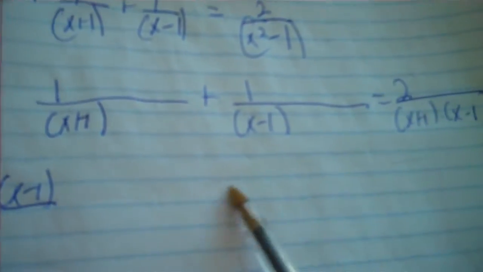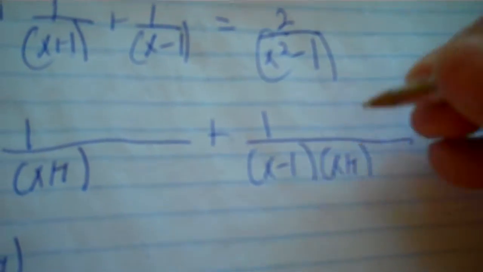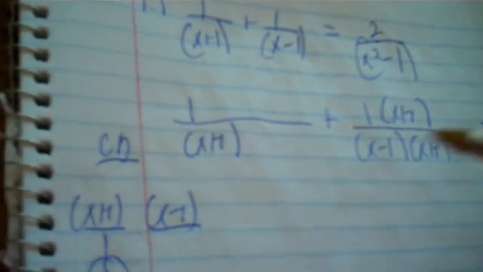So x plus 1 and x minus 1 are my two factors. I don't have any outsides to worry about down there. So x plus 1, we got 1, 0, 1. Okay, so x plus 1, x plus 1. X minus 1, 0, 1, 1.